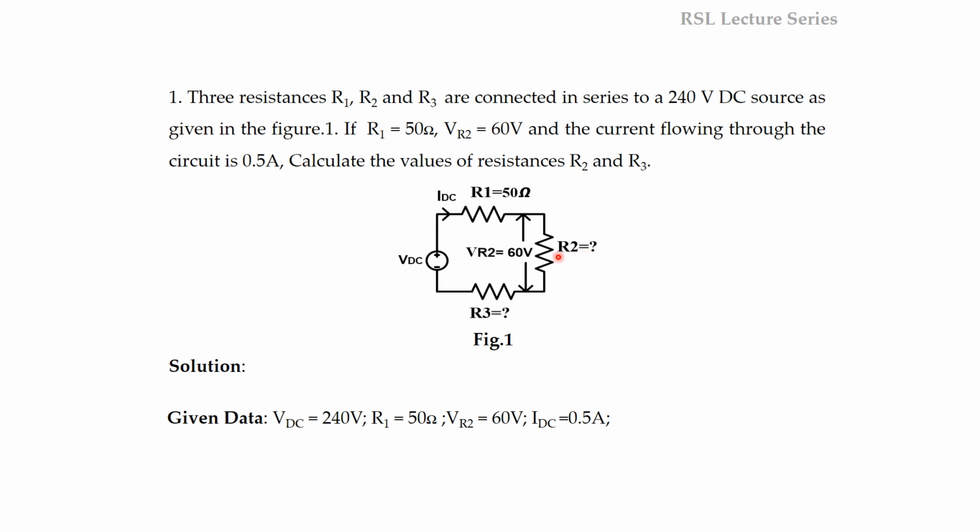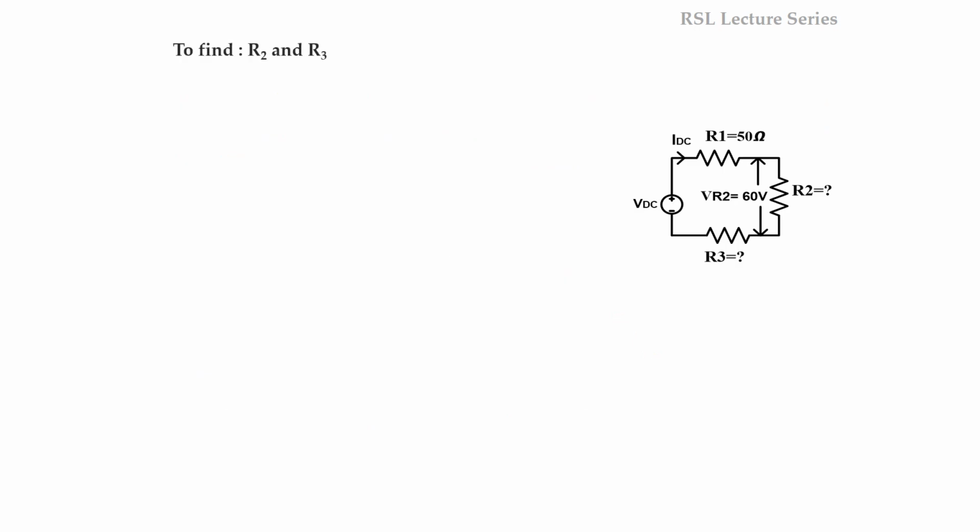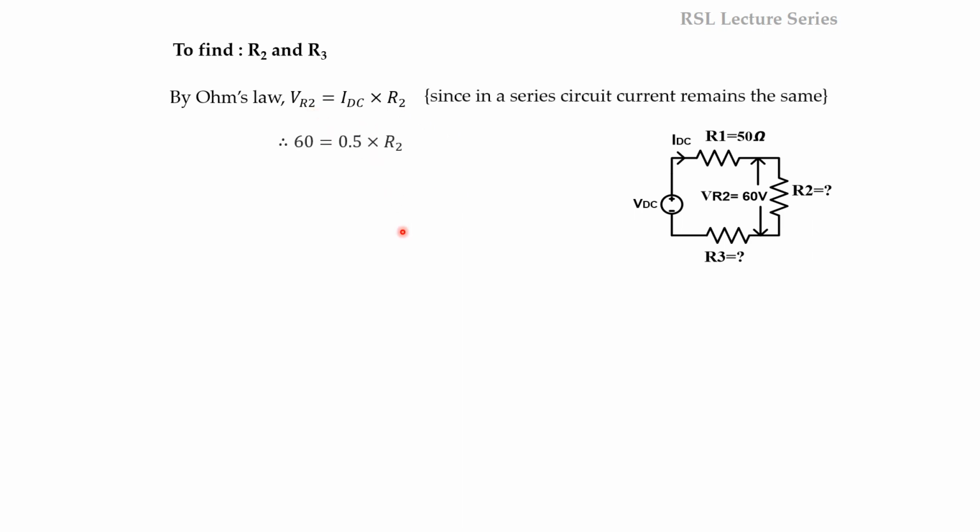So now here we have the current flowing through R2 and also we have the voltage. So if we apply Ohm's law to this branch, we can find out the R2 value. VR2 is equal to IDC into R2, this is Ohm's law. So then R2 can be written as VR2 divided by IDC. Okay, so VR2 is equal to 60, IDC is 0.5. So R2 can be written as 60 by 0.5, that is equal to 120 ohms. Okay, this is the R2 value. We have found out the resistor R2.